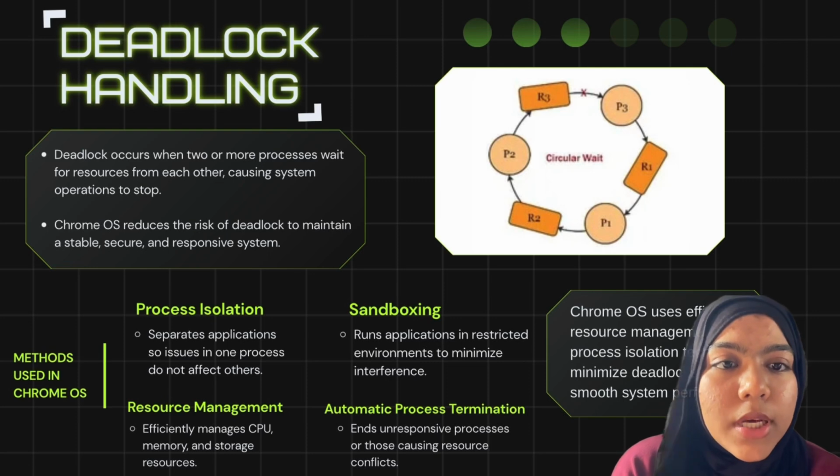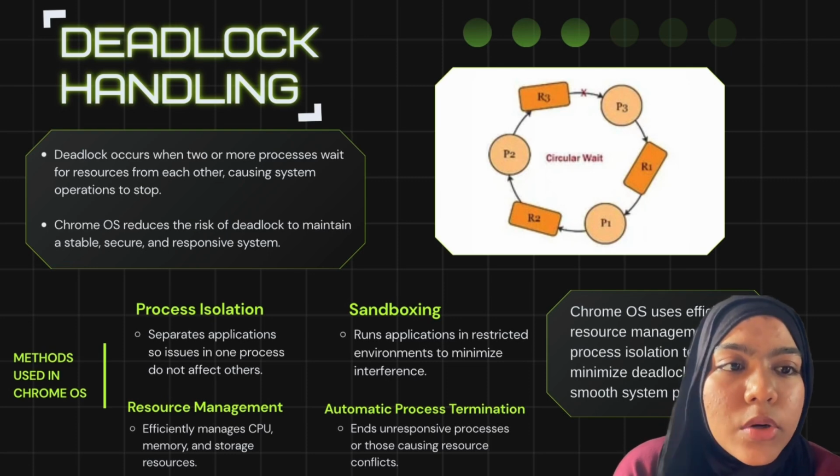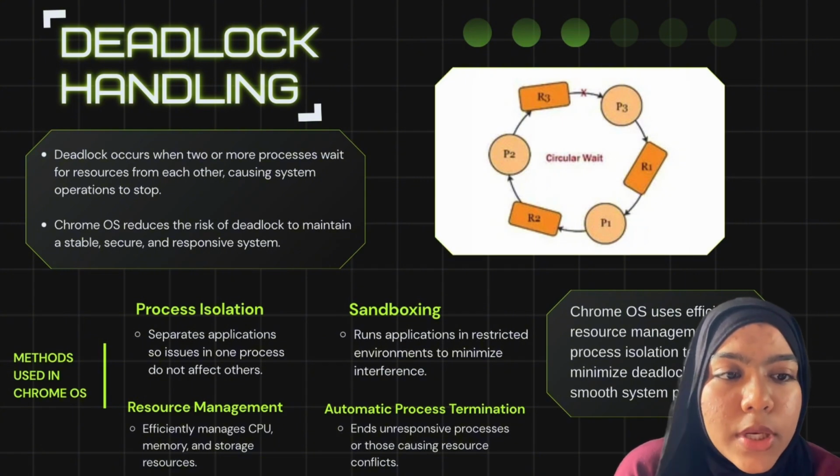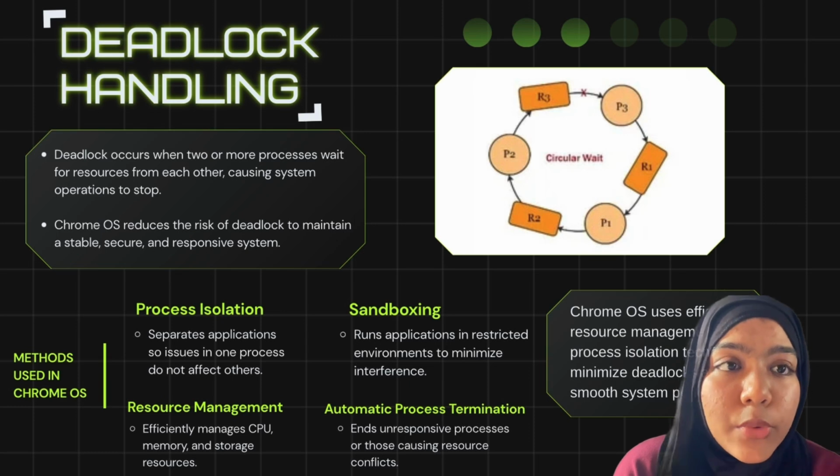Today I will explain about deadlock handling. This slide explains how Chrome OS handles deadlock. A deadlock occurs when processes wait for each other's resources, causing the system to stop responding. The diagram shows a circular wait, which is a common deadlock situation. Chrome OS reduces deadlock through four methods.